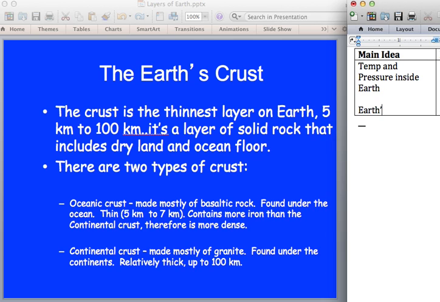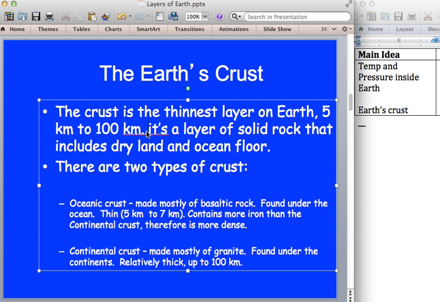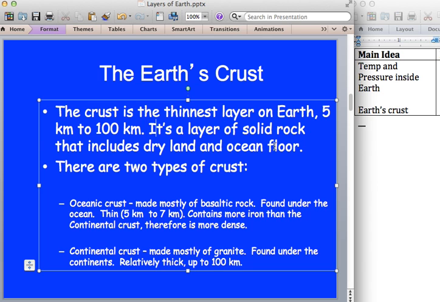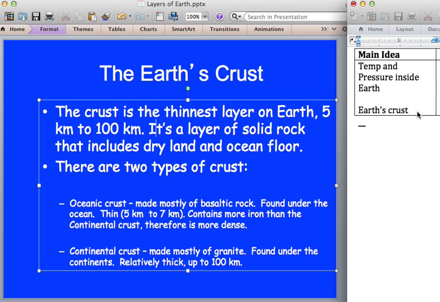All right, the Earth's crust is the thinnest layer on Earth. It's only 5 to 100 kilometers thick. All right? It is a layer of solid rock that includes dry land and ocean floor. Right? So not the oceans itself, not the water, but the rock on the bottom of the oceans. We've got two types of crust that you need to know about.